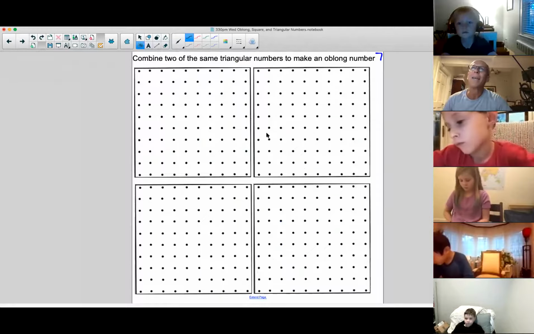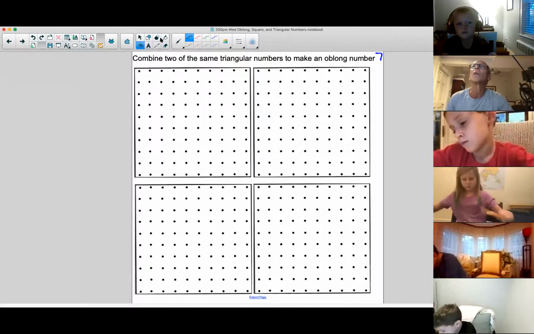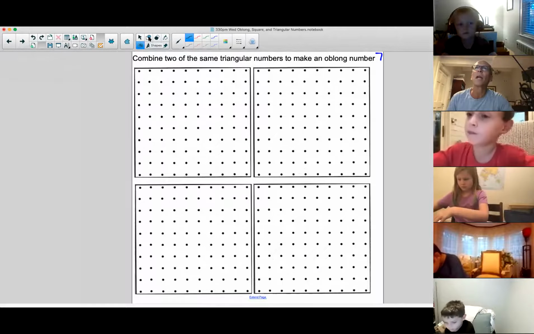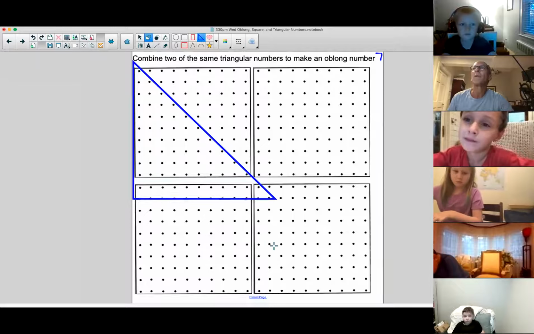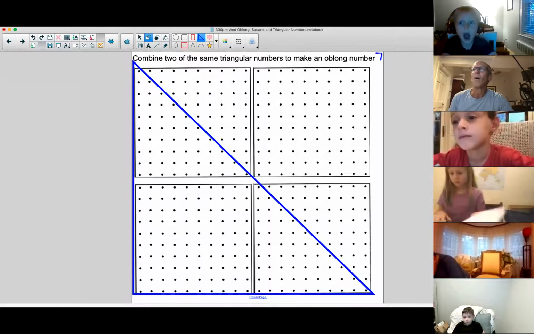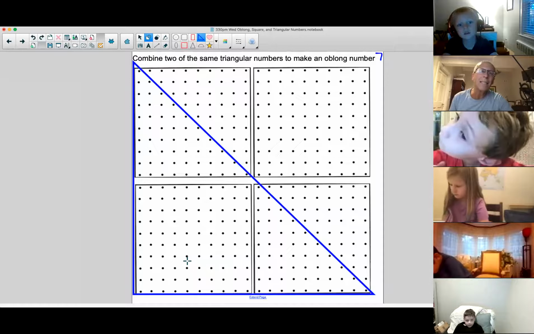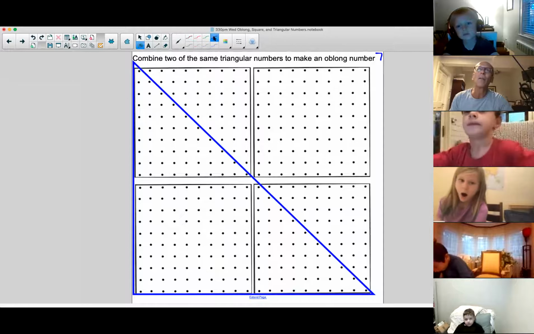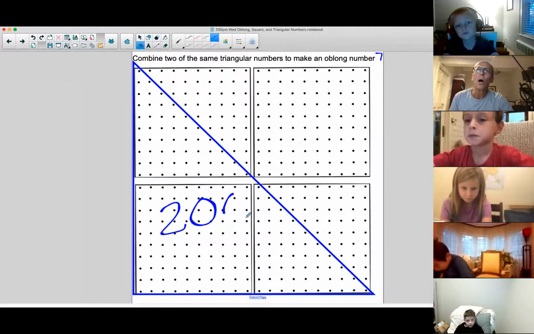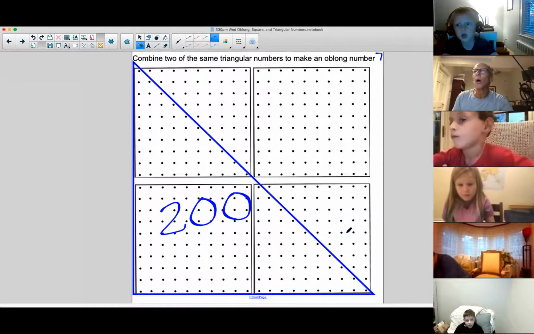Oh, by the way, I gave you a big one to do, big triangular numbers. You guys want to see the biggest triangular number I can find? Yes. Okay, here we go, guys. It might be too big. Oh my gosh. Now I think that this is 20 by 20. I believe that this triangular number is 200.